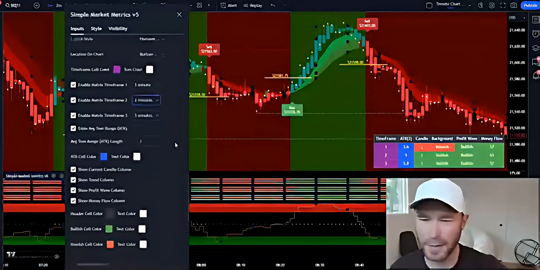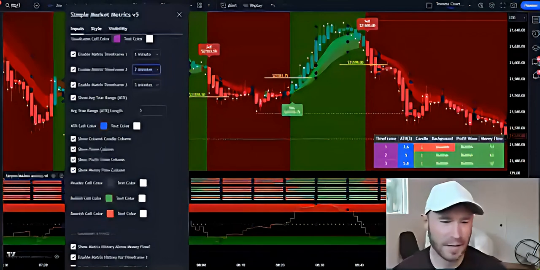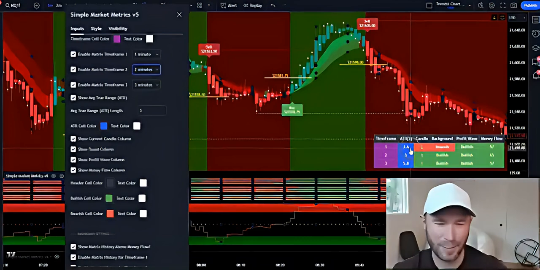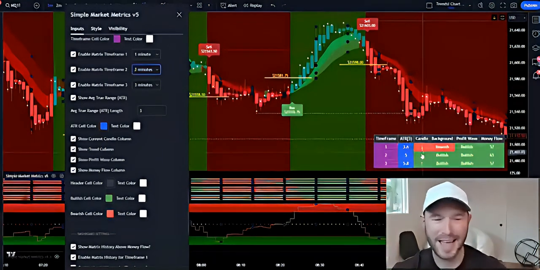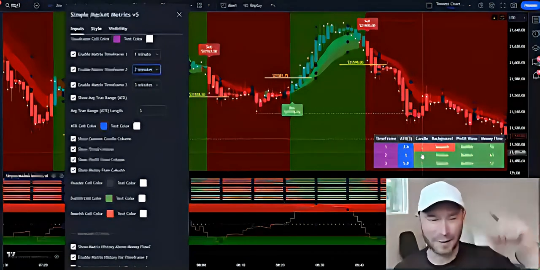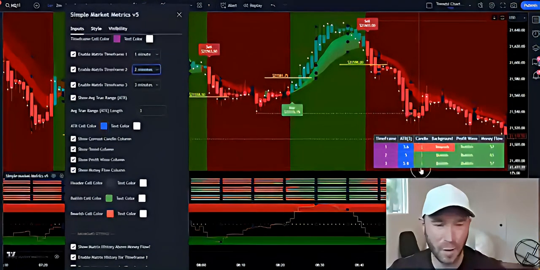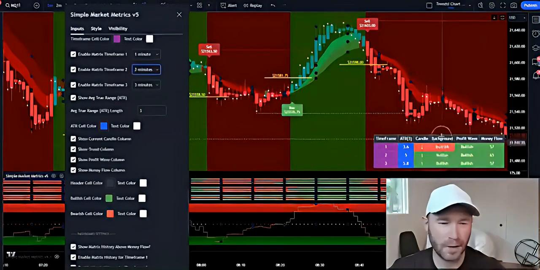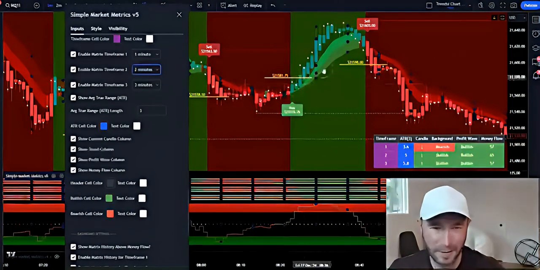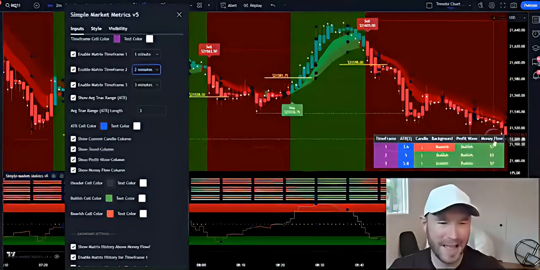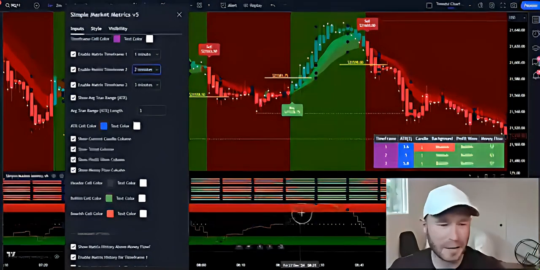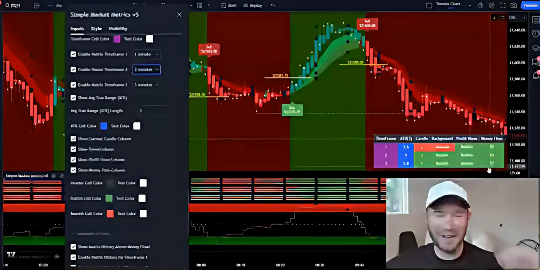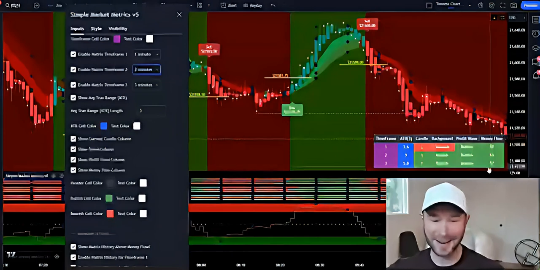What this will populate is everything listed down here. Take a look at this. It'll say the time frame, the ATR, so 3.4, 5, and 5.6. The candle, if it's literally a bearish candle or a bullish candle, immediately where price action is at. If the background color is bullish or bearish, if the profit wave right here is bullish or bearish, and if the money flow down here is bullish or bearish, and exactly the value of what it is. Guys, there is no switching between screens ever again, ever.